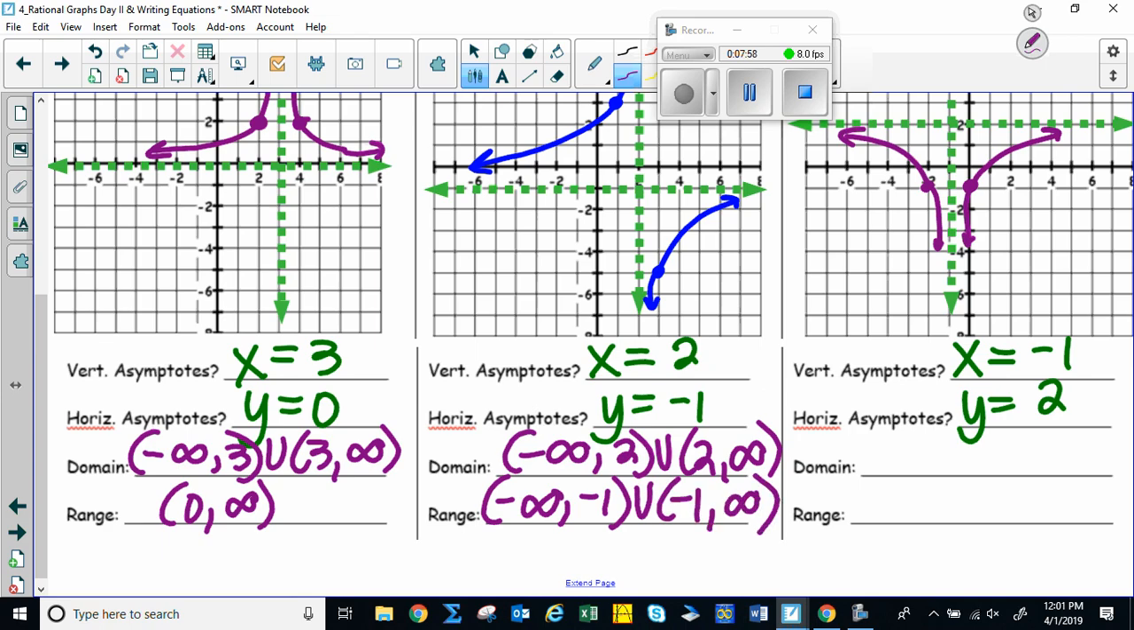All right, this last one will go from negative infinity to negative 1, and negative 1 to infinity. What about the range? What's my range of this one going to be? Negative infinity to 2. Make sure we only have parentheses here. None of these values are included.